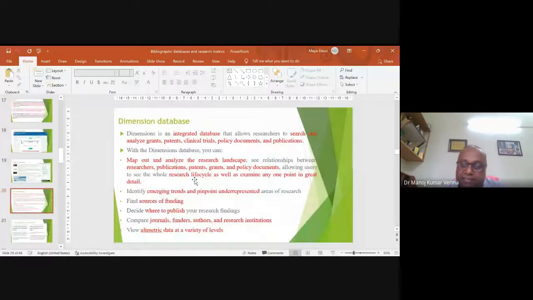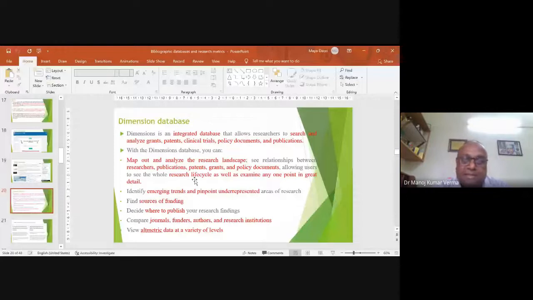Now, the next database is the Dimensions database. Dimensions is an integrated database that allows researchers to search and analyze grants, patents, clinical trials, policy documents, and publications. Earlier, Scopus and Web of Science were not giving information about clinical trials, policy documents, and such things. But Dimensions gives this type of information.